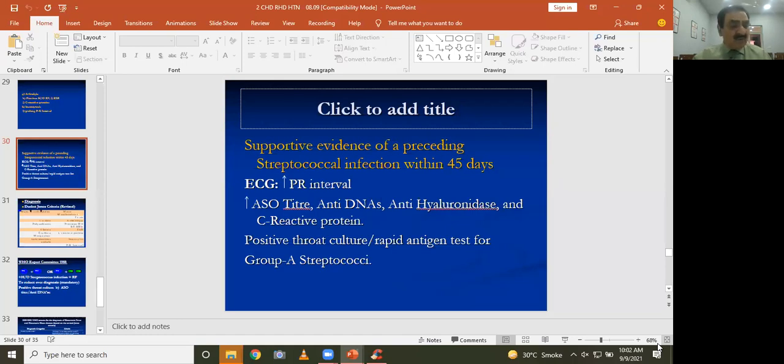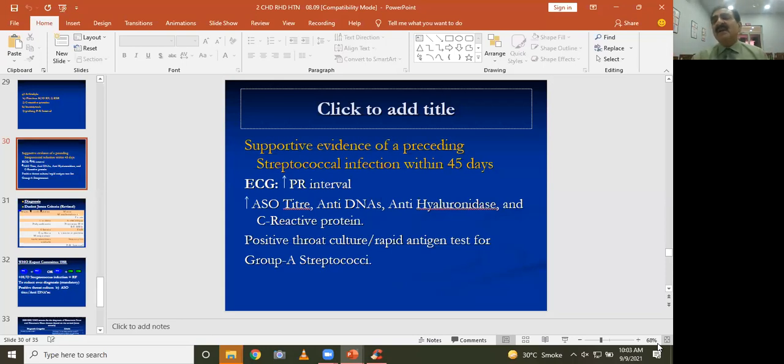Similarly, chorea can occur in many other diseases, like hypocalcemia, hyperglycemia, hypernatremia, and hepatic failure. So chorea, erythema marginatum, and fever can all occur elsewhere. Similarly, arthritis can occur in rheumatoid arthritis and septic arthritis, and arthralgia can occur in any disease. So all these signs and symptoms which I have given you, and similarly the C-reactive protein, may be there in any other disease. All of these can occur in many diseases.